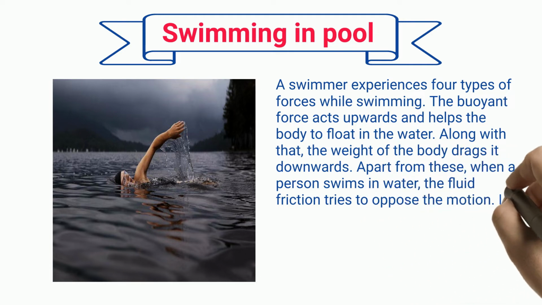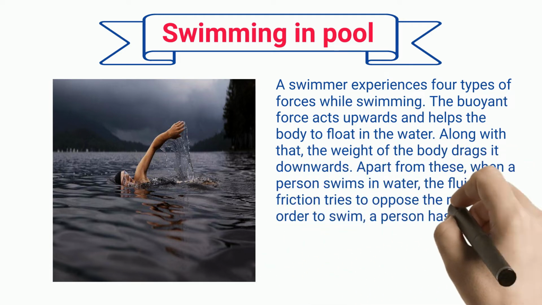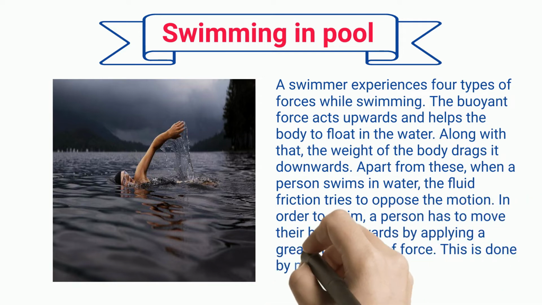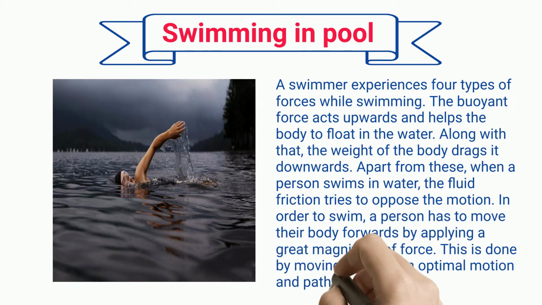Apart from these, when a person swims in water, the fluid friction tries to oppose the motion. In order to swim, a person has to move their body forwards by applying a great magnitude of force. This is done by moving the hand in optimal motion and path.